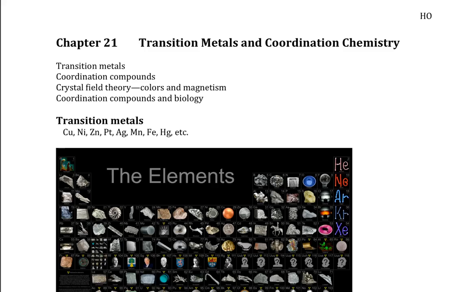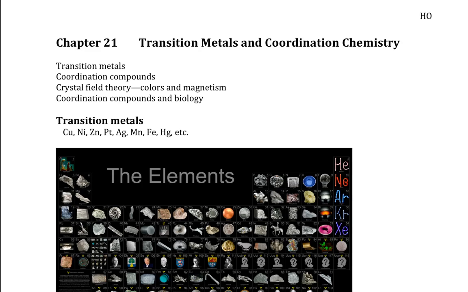Chapter 21, Transition Metals and Coordination Chemistry. Our outline is transition metals, coordination compounds, crystal field theory, colors and magnetism, and coordination compounds and biology. The coordination compounds and biology section is in the handout. I won't go over it. I'll have you read it on your own.